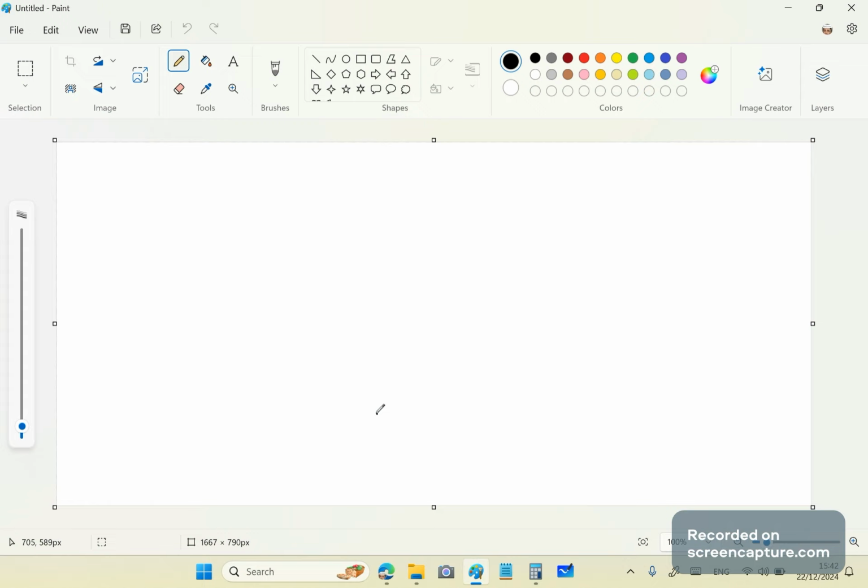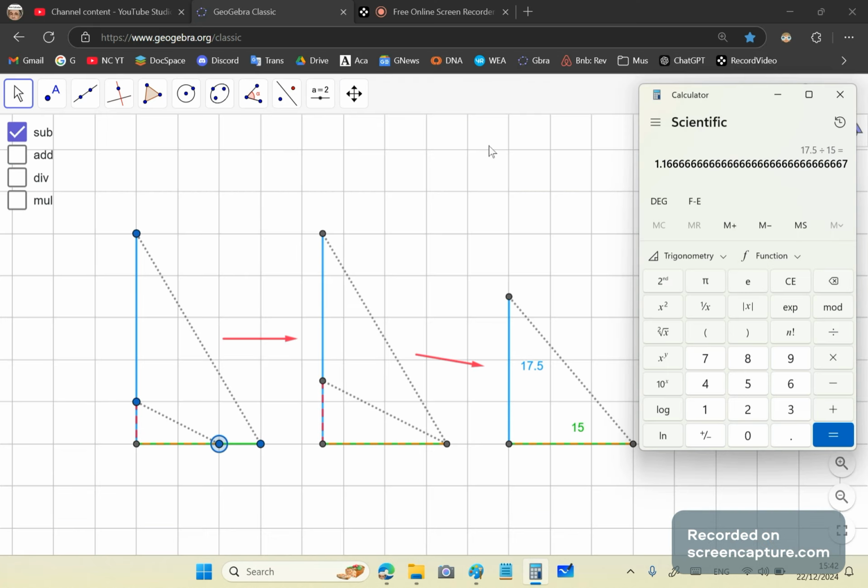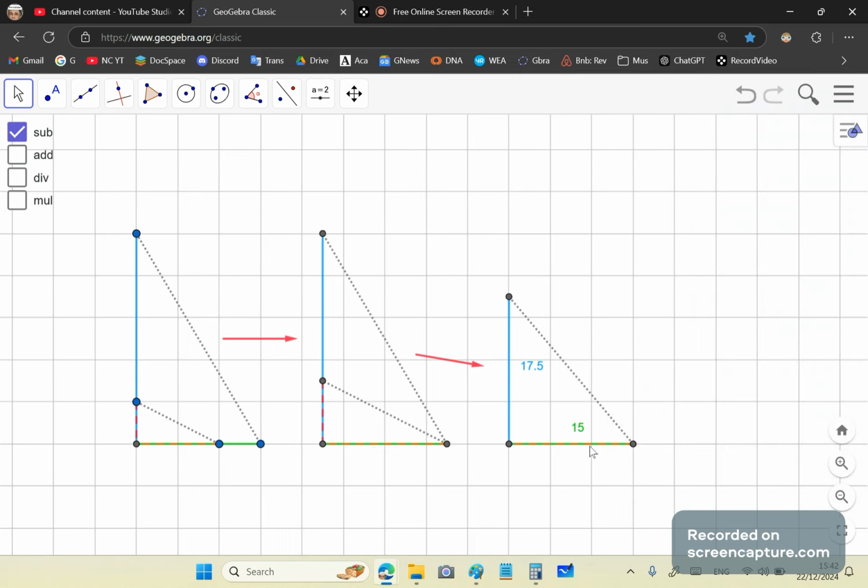So what we do is we take the difference. So we have 5/3 minus a half. That's 10 minus 3 over 6. So it's 7 sixths, which is 1.166, okay? So that's how one transfers through to algebra, by measuring the final ratio and converting it into a number, into a fraction.